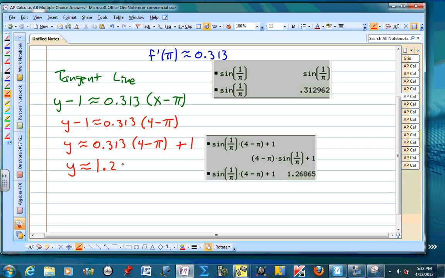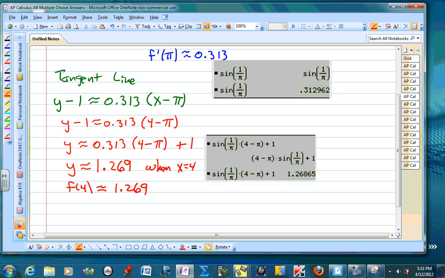Y is approximately 1.269 when x equals 4. Or in other words, f of 4 is approximately 1.269. So if you look at the options, we can go with A or B, and that's it.